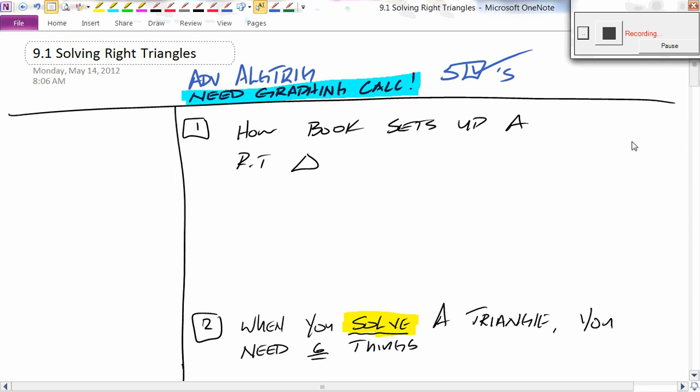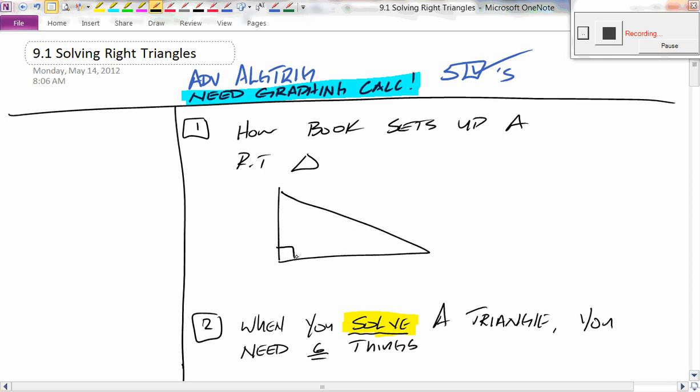We are in the last chapter of the year, 9.1, solving right triangles. I'm going to show you how the book sets up a right triangle. It sets it up in a certain way every single time, and you have to know that information ahead of time. So here's how the book sets up our right triangles for us.